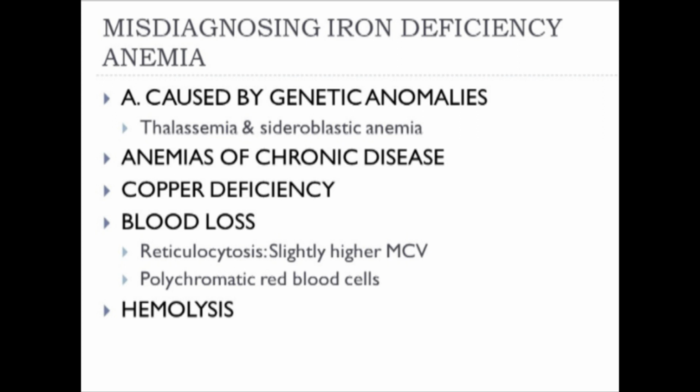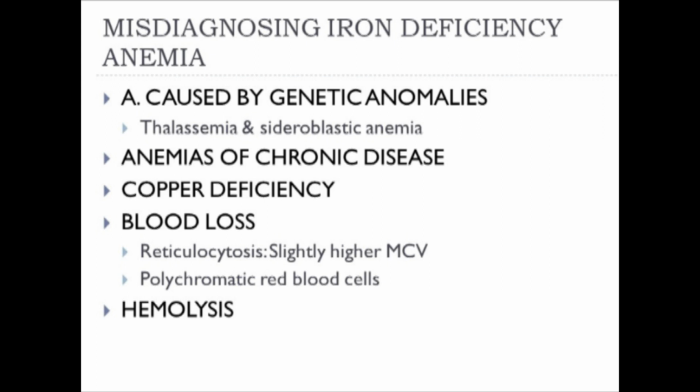We know that blood loss will also cause reticulocytosis, which really means an abundance of reticulocytes, which are young red blood cells, which tend to create a higher MCV, or a normal to slightly higher MCV value. And we know that in blood loss there is polychromatic red blood cell. That means a variance in color of the red blood cells. So it's pale in some cases and a little higher in other cases.